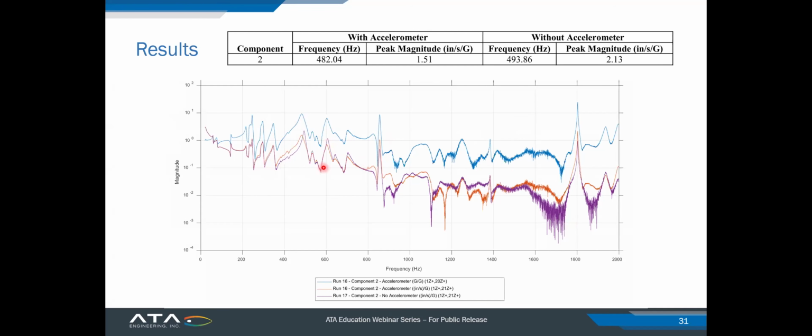But what we can see right here at around this 500 hertz range is that there is a difference in this mode right here. We do see a reduction with the accelerometer. That peak also seems to be a little bit more spread out, whereas with the laser vibrometer, it seems to be a little bit sharper, also increased in frequency and a higher amplitude.